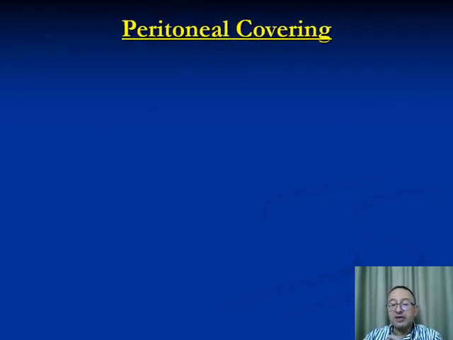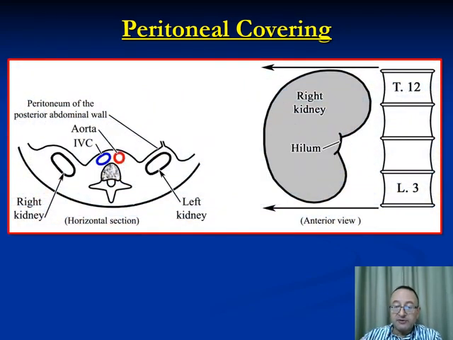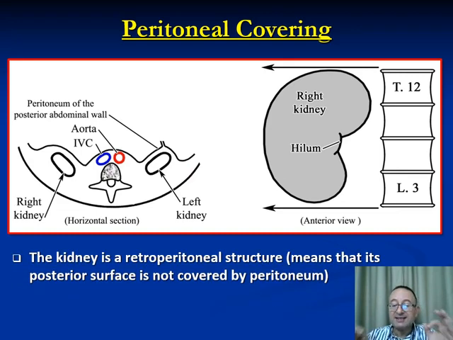What about the peritoneal covering of the kidney? If we look carefully here, this is the kidney, horizontal section. Here the kidney is covered by peritoneum anteriorly. The posterior surface is not covered by peritoneum at all. That's why we say that the kidney is a retroperitoneal structure. When we have an organ which is covered by peritoneum anteriorly, it is called retroperitoneal structure.